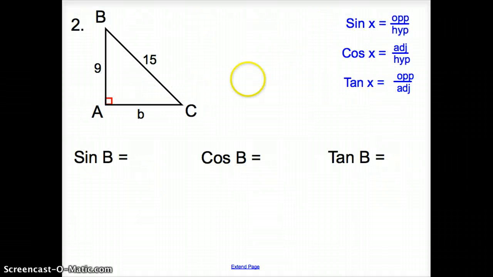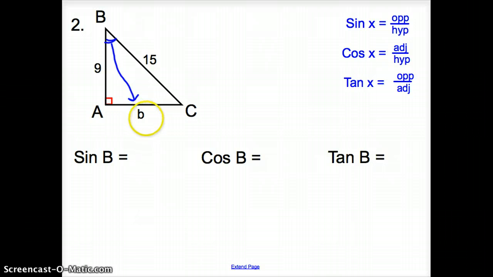Next one. Here we're asked to find sine of B, cosine of B, and tangent of B again. Piece of cake. However, if I start on sine of B, which is opposite over hypotenuse, here is my B, opposite. I go across the triangle, there's opposite. Uh-oh, it's B. How do I figure out what this B is?